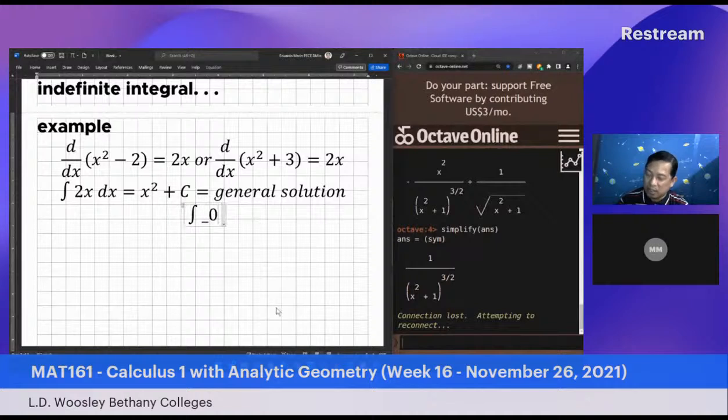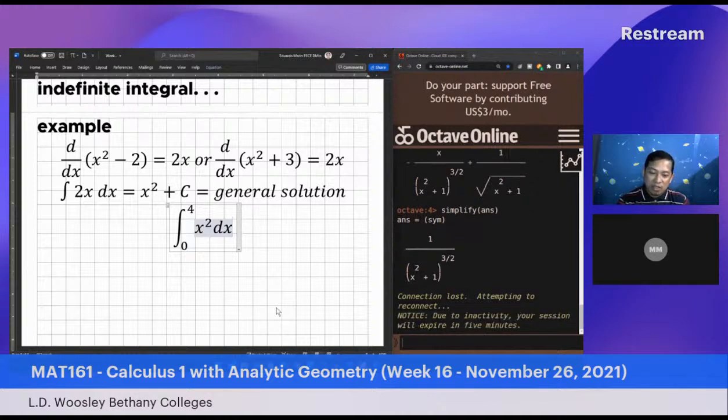From 0 to 4, the integral of x squared dx. So what would be the solution here? Of course, this is no longer a general equation. It needs to have a particular or specific solution because you already defined the limits, such that the limit could be evaluated.